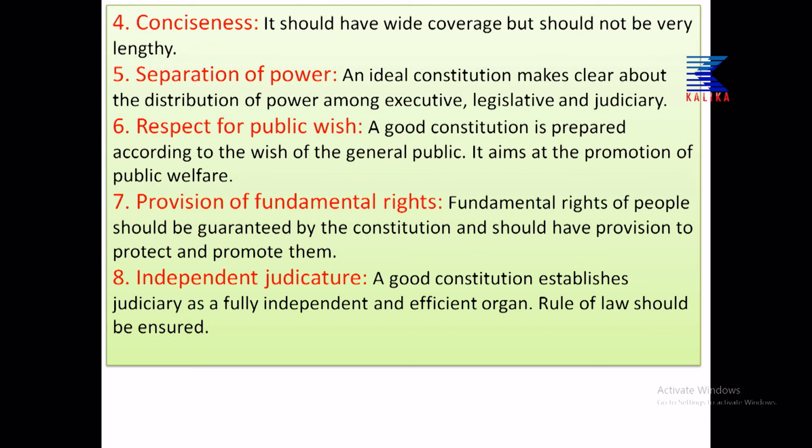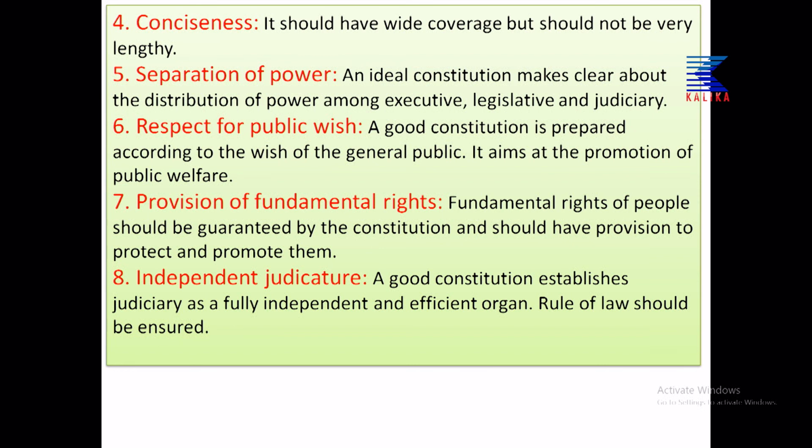And the next point is provision of fundamental rights. In every constitution, there should be a provision of fundamental rights for its citizens. The fundamental rights of the people should be guaranteed by the constitution, and there should be a provision to protect and promote them also. If that provision is there, only then can we call a constitution an ideal constitution.